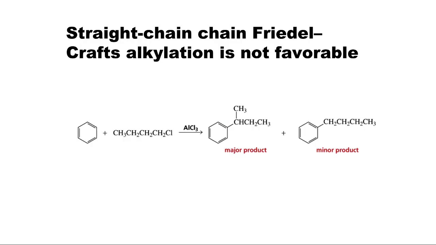So for alkylation reactions, a simple summary is that the mechanism is very similar to the Friedel-Crafts acylation reaction, but you tend to get rearrangement, and so straight chain alkylation is not favorable. So this is the reaction from earlier. You get a branched substituent rather than the straight chain substituent.